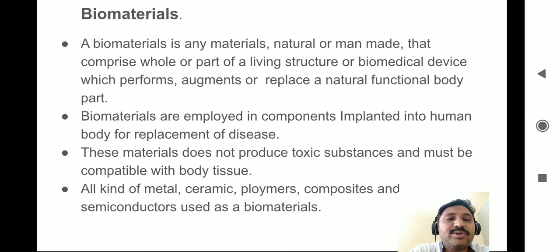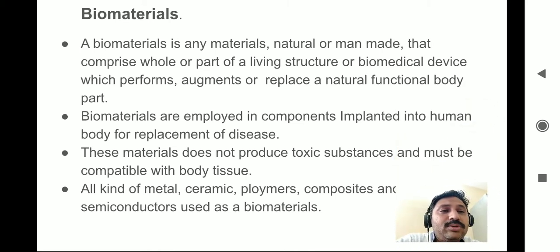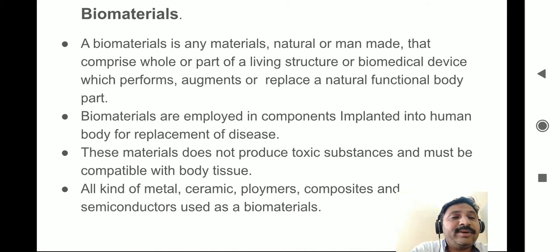This material does not produce toxic substances and must be compatible with the body tissues, so it may easily work with the human tissues. It cannot produce a toxic effect. All kinds of materials, ceramics, polymers, composites, and semiconductors, are used as biomaterials. The component is made as a bio-helpful equipment using this kind of material.